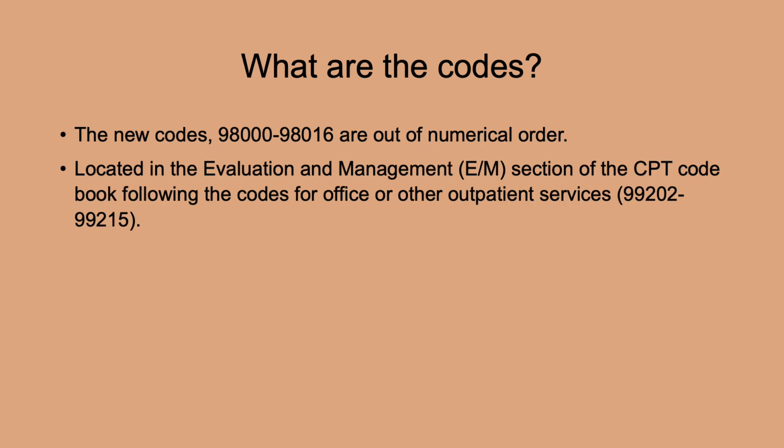Okay, so the codes 98000 and 98016 are out of numerical order. So you wonder why they keep having codes with numbers if they're not going to put them in numerical order. But that's the way CPT is, unfortunately. So these codes are in the evaluation and management section of the CPT book, but they're after the office or other outpatient services codes 99202 to 99215. So they're out of numerical order.